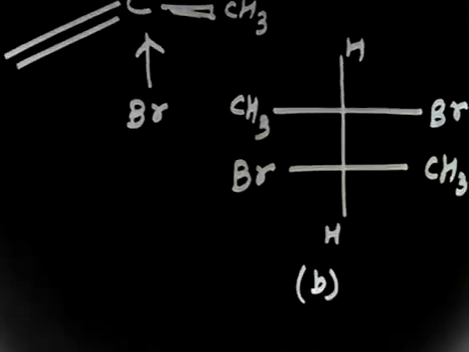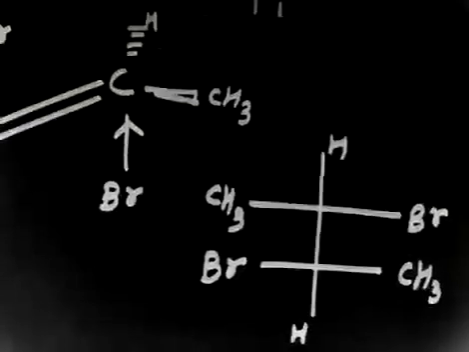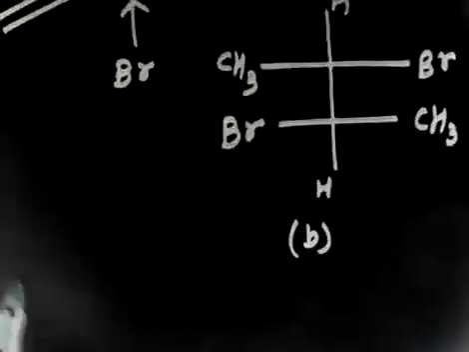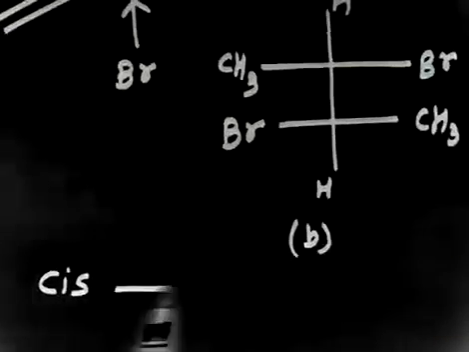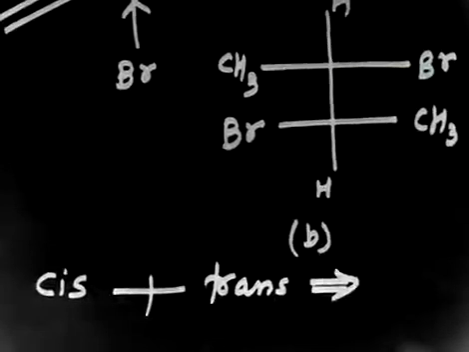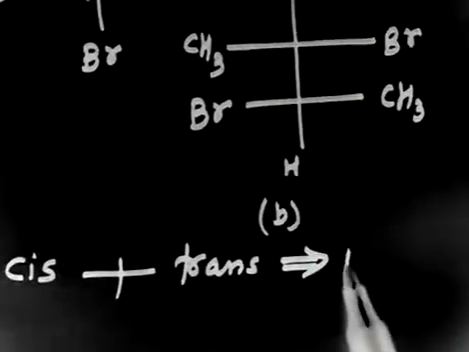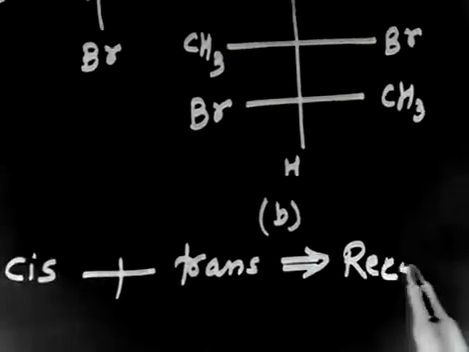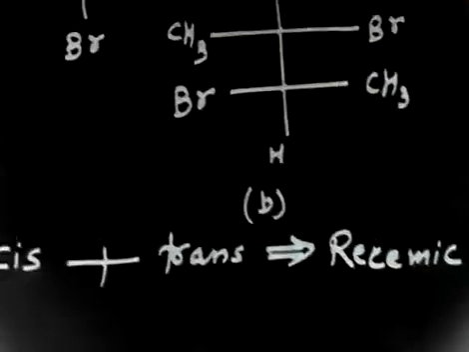Are you getting? So in this case, you can simply write: on cis, addition is trans, and the product I am going to get is a racemic mixture. This we have already derived in the classes. So I will get a racemic mixture.